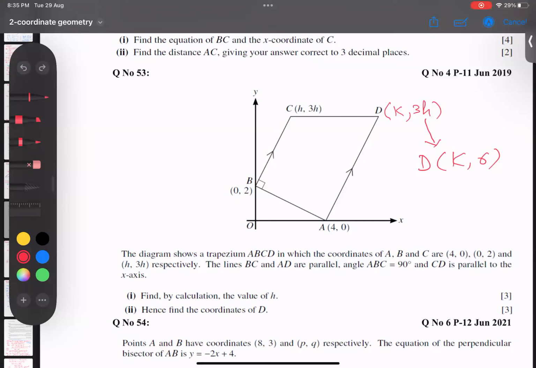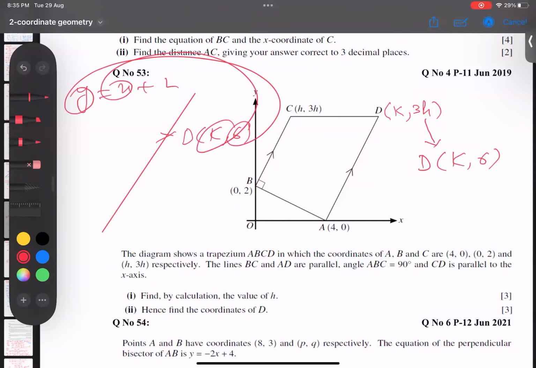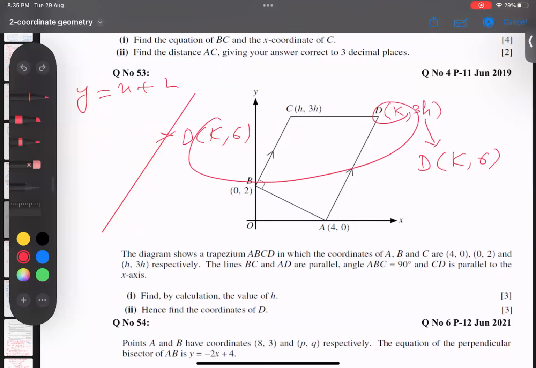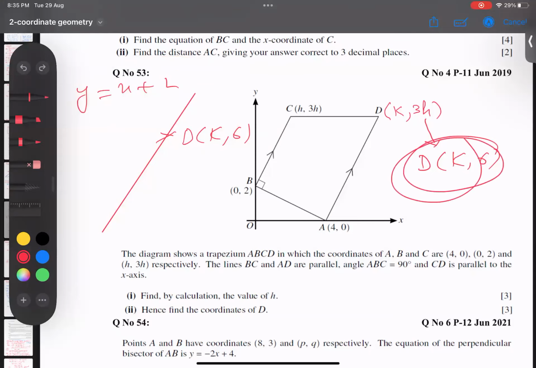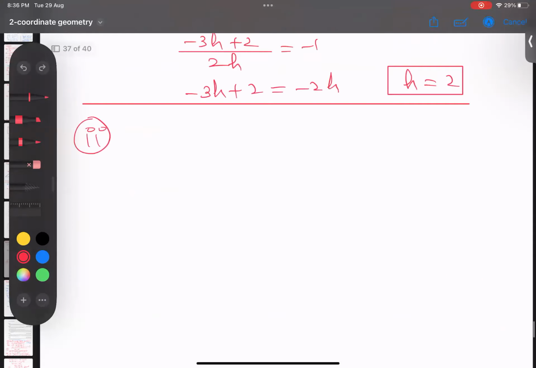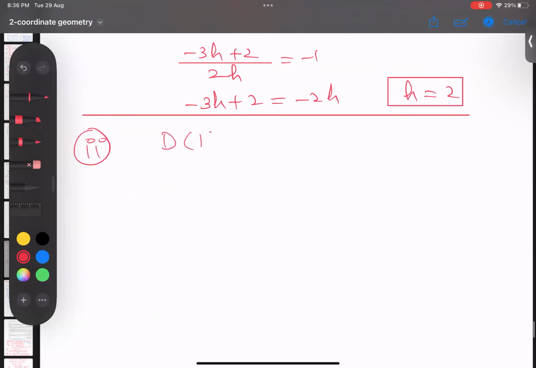Students, remember that whenever the equation of a line is given and one point lies on it, let's say D lies on it, I will replace 6 in the place of y and k in the place of x, and I can easily find the unknown k coordinate. So the plan of action is to find the equation of line AD and then put this coordinate into the equation. So D is (k, 6).